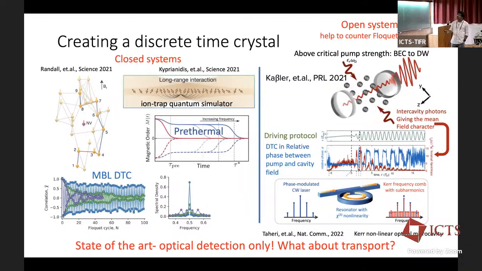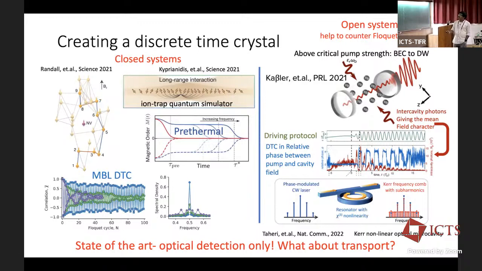So this is an experiment where they have a collection of rubidium atoms in a cavity, and they're pumping from outside, and they have this cavity field. Now, they prepare the system in a Bose-Einstein condensate, and above a certain critical pumping field, they start having a BEC to density wave transition. Once they have a density wave transition, they basically oscillate between two different types of density waves, like two different checkerboard patterns. Now, this is their driving protocol, and this is the time crystal oscillation.